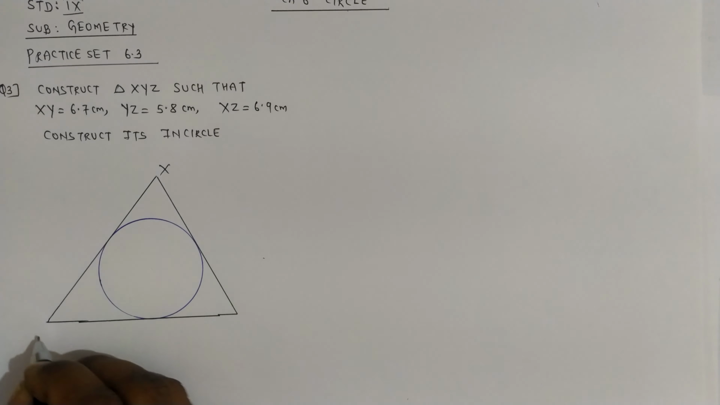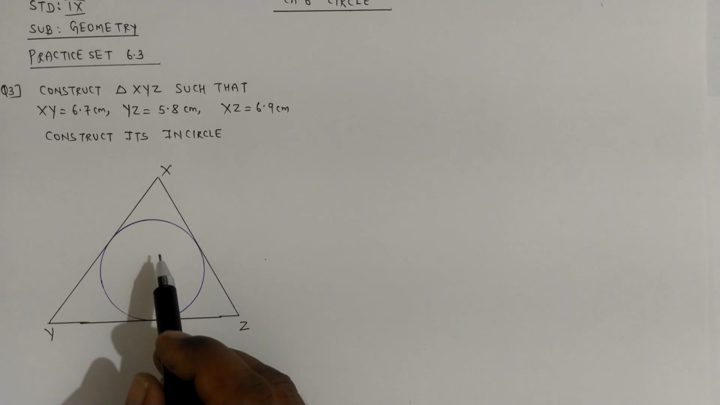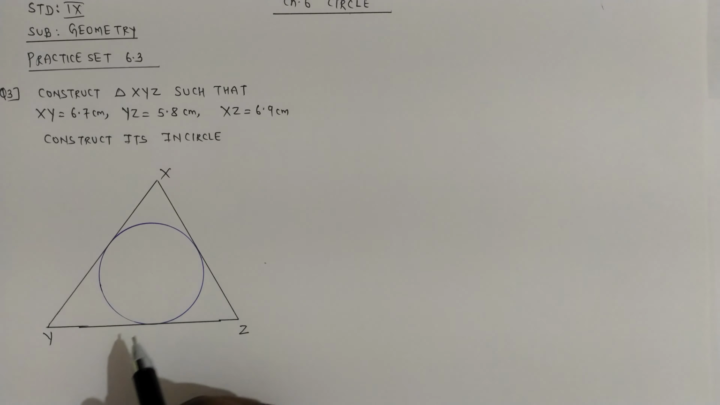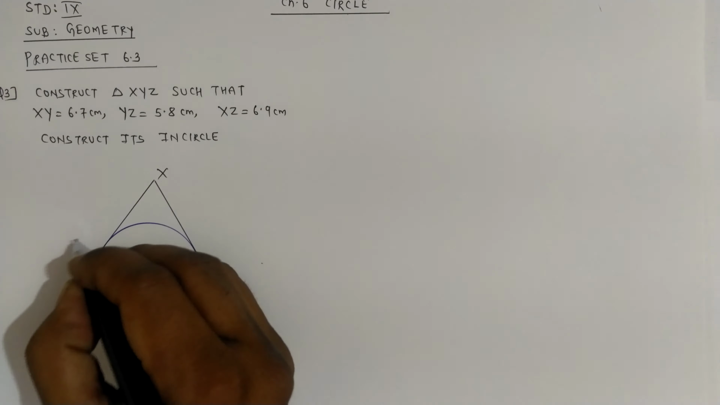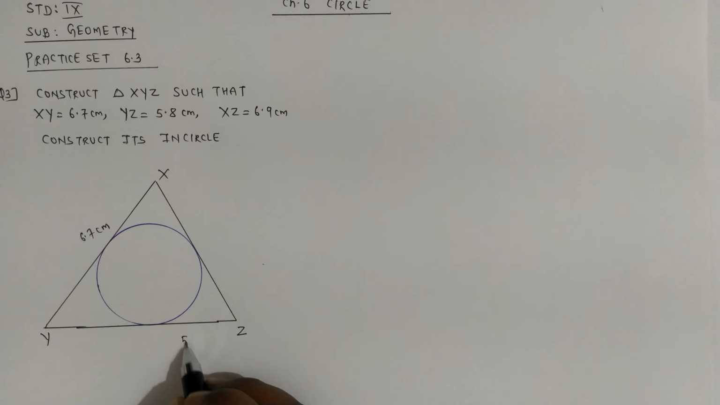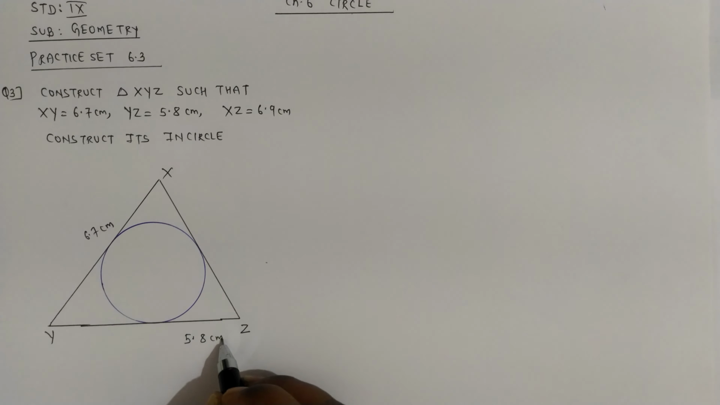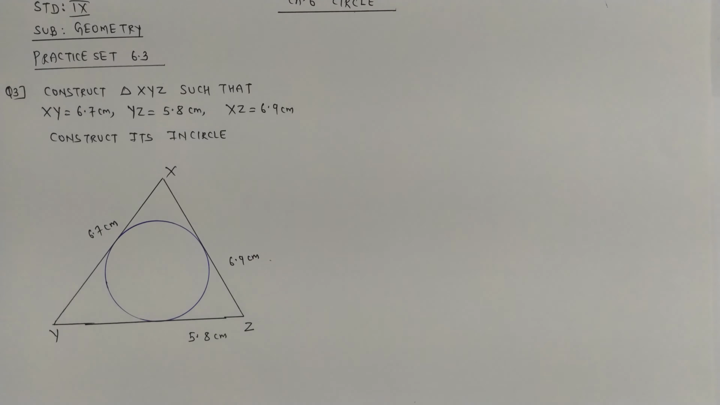Triangle we can mark it as X, Y, Z, right? Incircle means a circle touching all the sides inside, okay? X, Y, Z, triangle. Sides are given: XY 6.7 cm, YZ 5.8 cm, and XZ 6.9 cm. Now how do we draw the incircle?